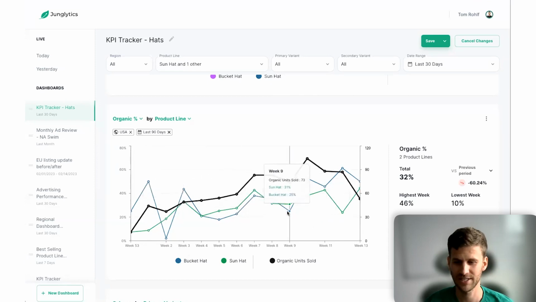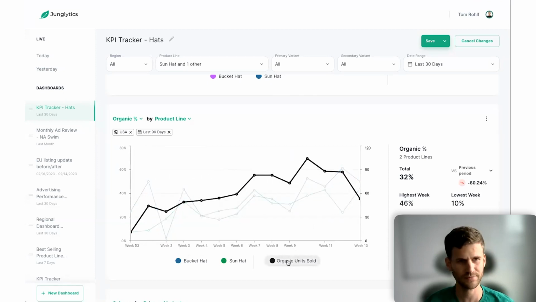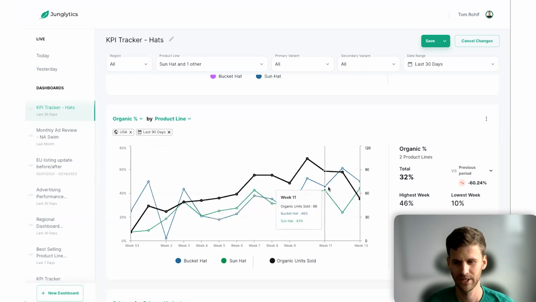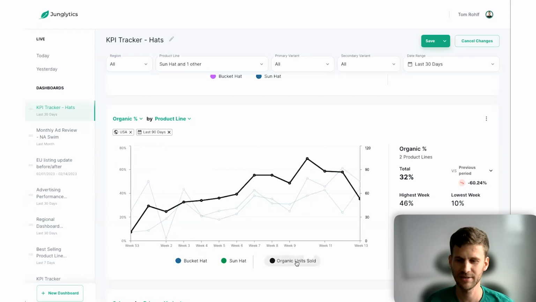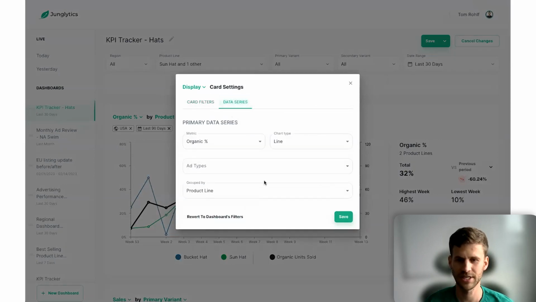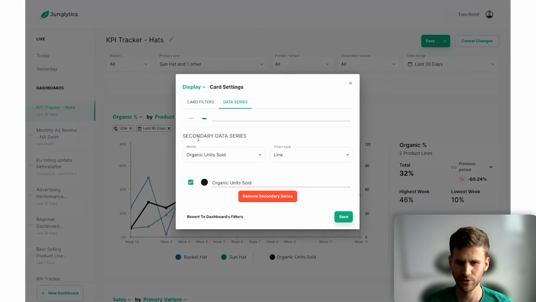Additionally, we can see that we've put a secondary metric on this chart. So this is organic units sold. And as you would expect, with organic percent going up, organic units sold is also going up. To get a second metric on the same chart, I'll just show you that real quick as long as we're here. You come into card settings, you go over to data series, and then you scroll down to secondary data series, and you can add or change this to whichever metric you want.